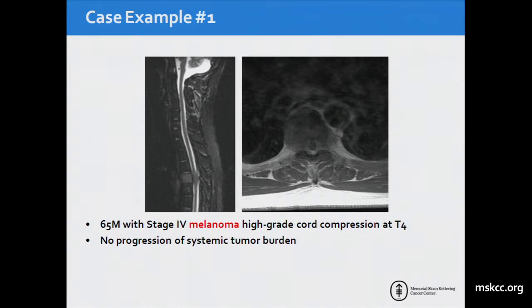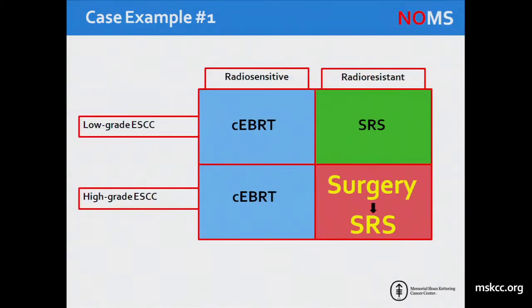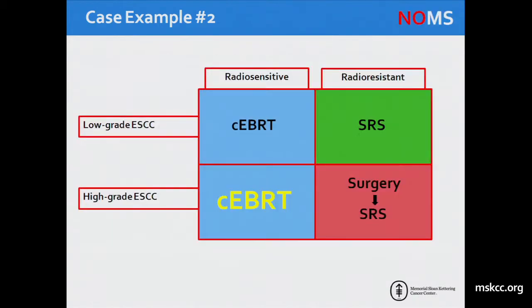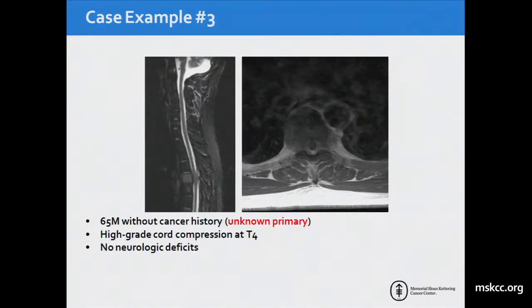Once again, just to firm up what I've been talking about on the NOMS paradigm, this is our initial patient. This is melanoma, high-grade epidural disease. This is somebody who needs surgery followed by SRS. On the other hand, if we're looking at the same exact image in a patient with lymphoma, lymphoma is a radiosensitive tumor. This patient has high-grade epidural disease. This is somebody who will do just fine with conventional external beam radiation.